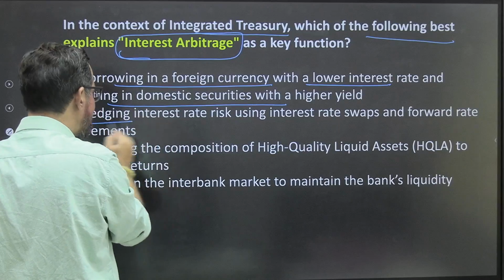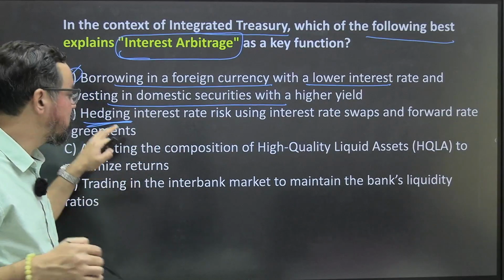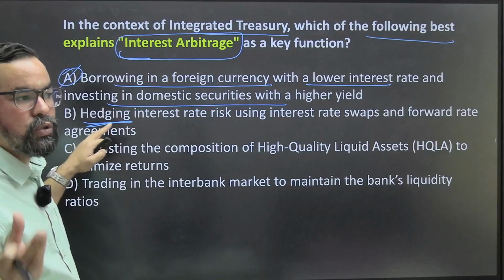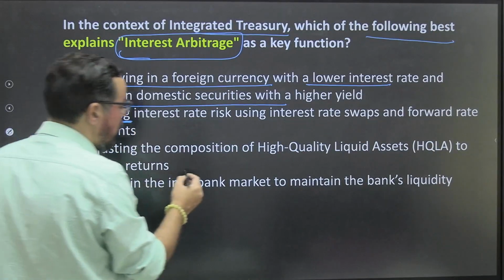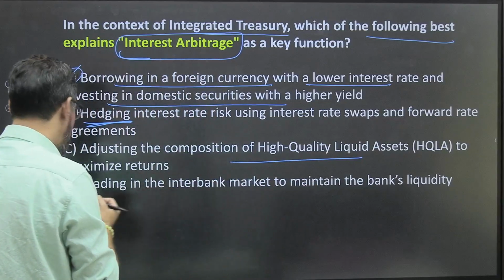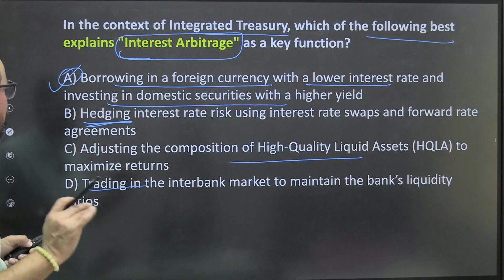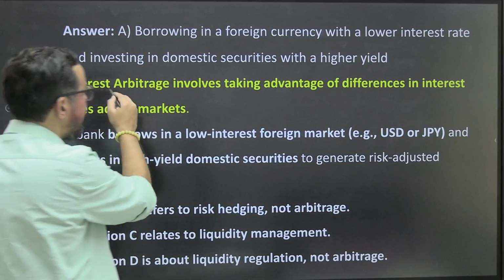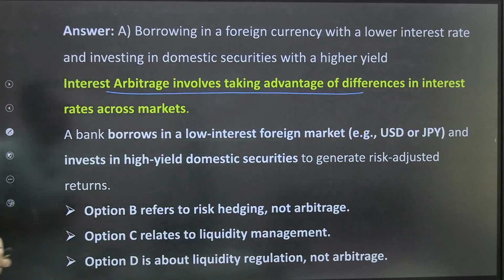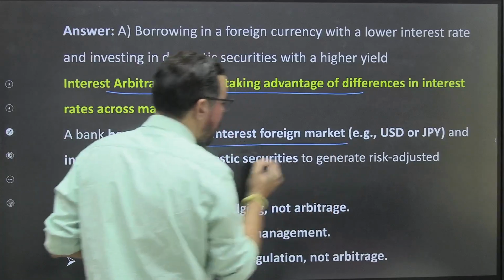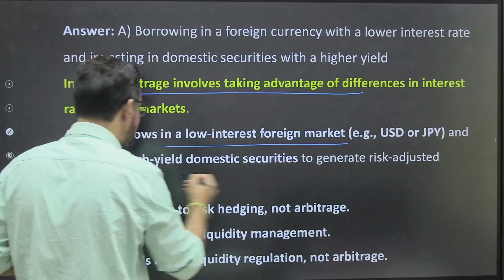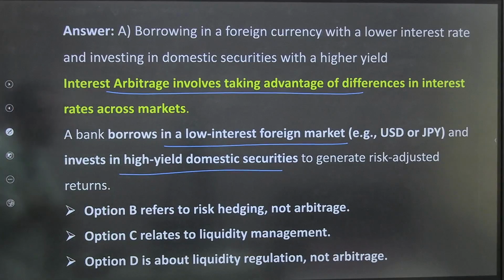This hedging is itself a different thing. Arbitrage, hedging and speculation. Hedging is basically a term we generally use to minimize our risk. Adjusting the composition of HQLA to maximize return, no. Trading in the market is called speculation. So option A is the right answer for this one, okay? Interest arbitrage involves taking advantage of differences in interest rates across markets. A bank borrows in a low interest foreign market and invests in high yielding domestic securities to generate risk free adjusted returns, okay? As we gave an example of Shimla and Delhi, right?